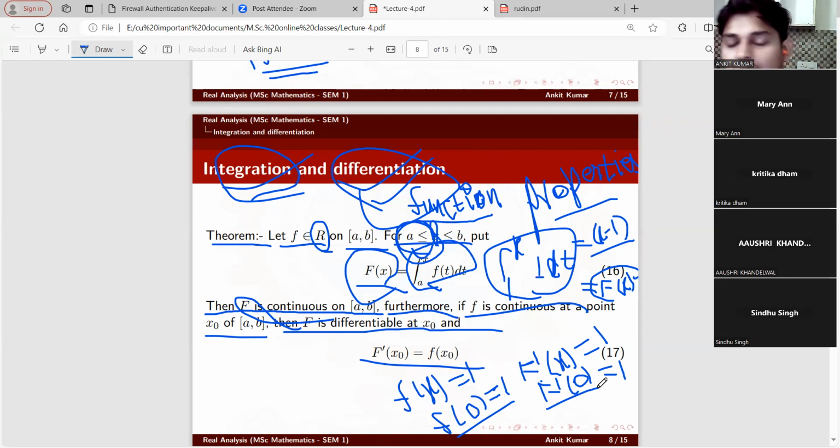Okay. First of all, f is Riemann integrable. Second, if any point x lies between a and b and we define a function F(x) as the integral from a to x of f(t) dt, then it is equal to the function F(x). And this function F(x) is first of all continuous. Second, if f is continuous at a point x₀, then this function becomes a primitive of f(x), thereby the derivative F'(x₀) is equal to f(x₀).